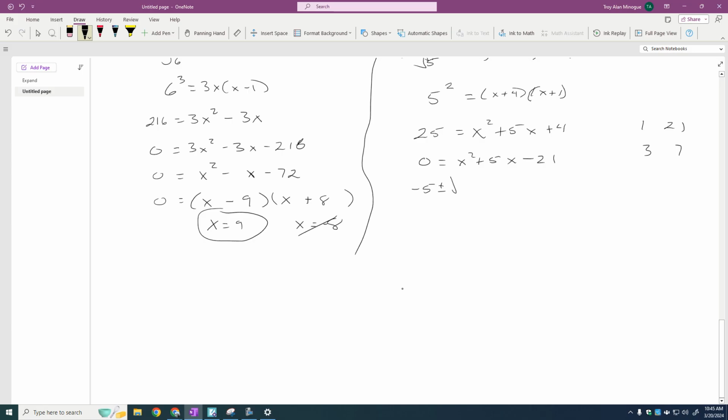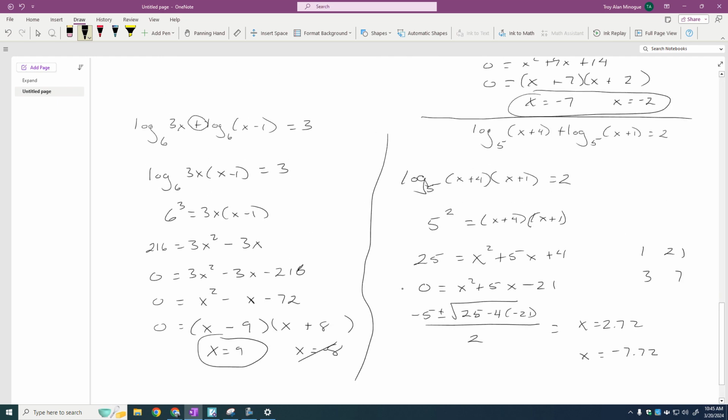Negative b plus or minus the square root of b squared minus 4 times a times c all over 2 times a. Grab your calculator, type it all in, and when you do so, I get x equals 2.72, and I get x equals a negative 7.72. Plugging in 2.72 into this x gives me a positive value. Plugging in 2.72 to this x gives me a positive value. This one works. Plugging in a negative 7 does not work. That goes away. This is my answer.